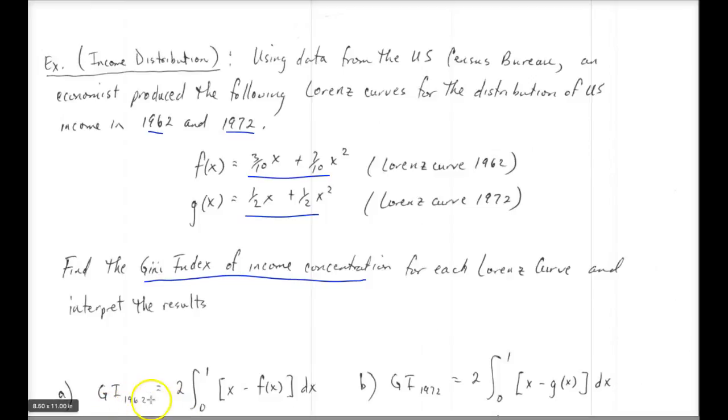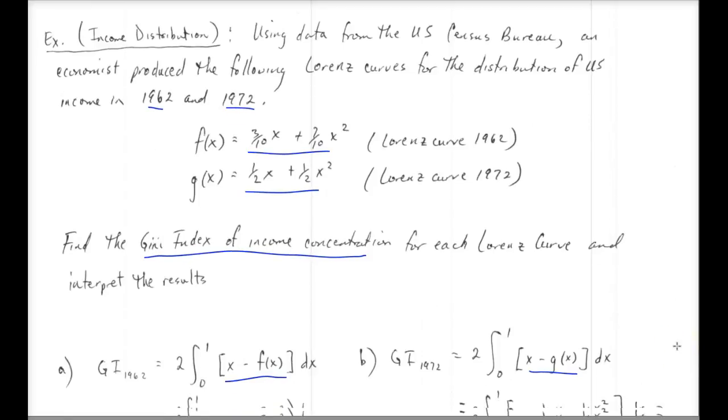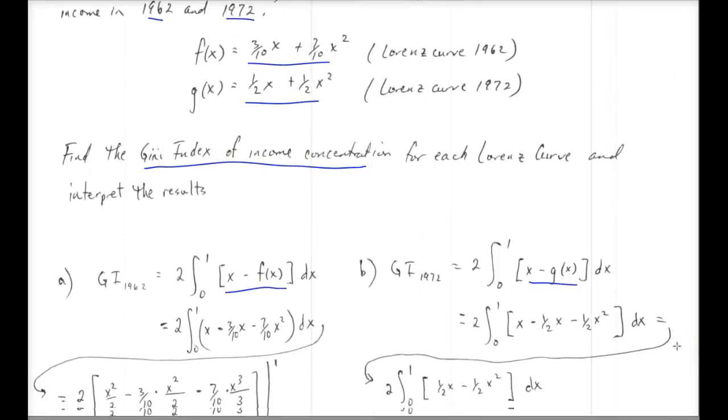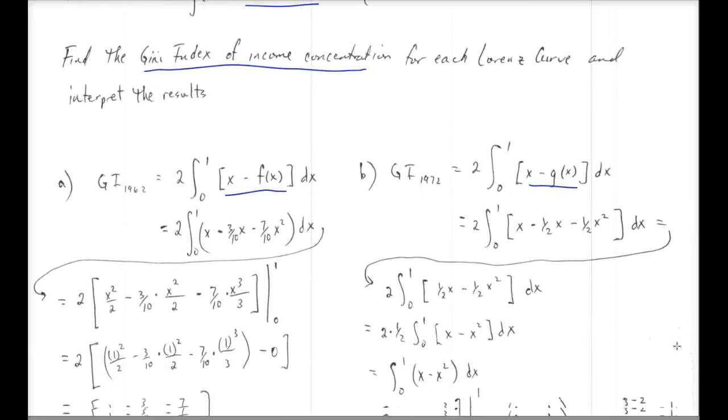And so we start off by calculating the Gini index for both functions here. So we see how we're doing it for the difference in between x and f of x. Same thing in between the difference of x and g of x. And so I'll scroll down here so that you can see the actual calculations.